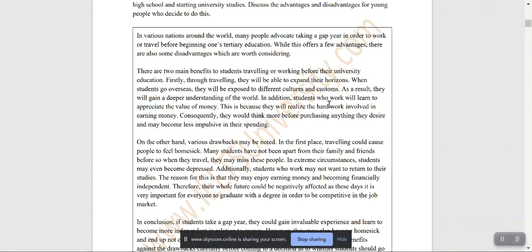In addition, students who work will learn to appreciate the value of money. This is because they will realize the hard work involved in earning money. Consequently, they would think more before purchasing anything they desire and may become less impulsive in their spending.